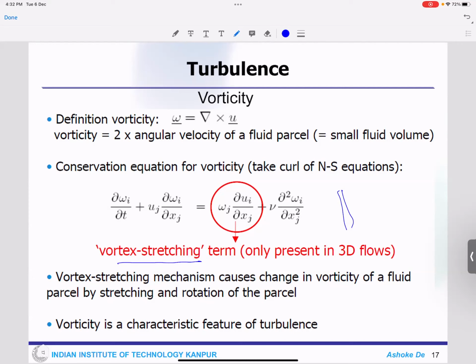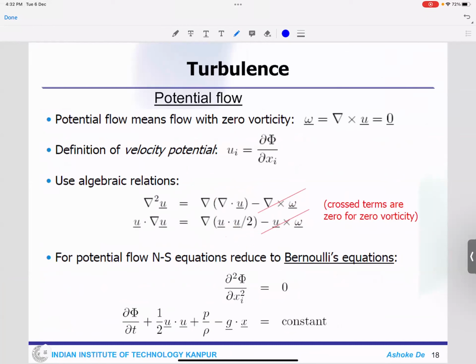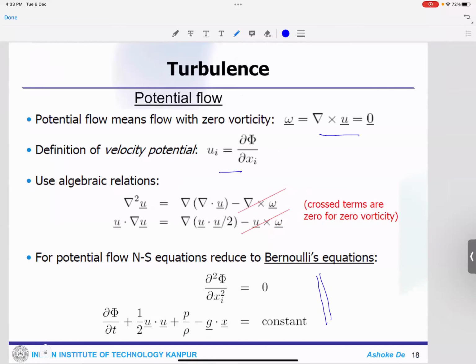On the contrary, one can always say that vorticity could be a representation of my turbulent flows. Now, if I simplify the situation, if it is a potential flow, then my vorticity is not there, and I define a velocity potential. Using some algebraic relations, for potential flow Navier-Stokes equation, you get this kind of equation.